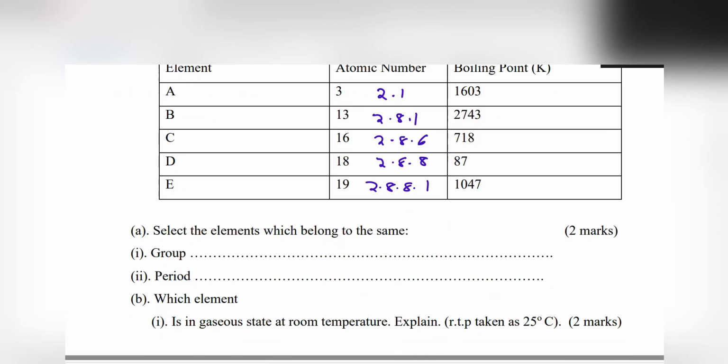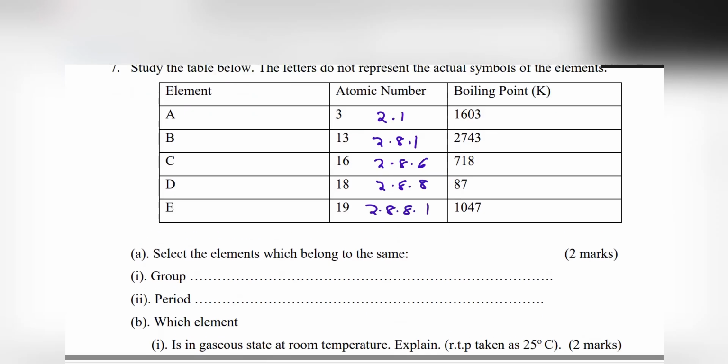Part A, select the element which belong to the same group. Remember elements that belong to the same group. Sorry, this is 2, 8, 3, because it's atomic number 13. Elements that belong to the same group have the same electrons in the outermost energy level, and therefore A and E are found in the same group, and to be more precise, they are found in group 1.